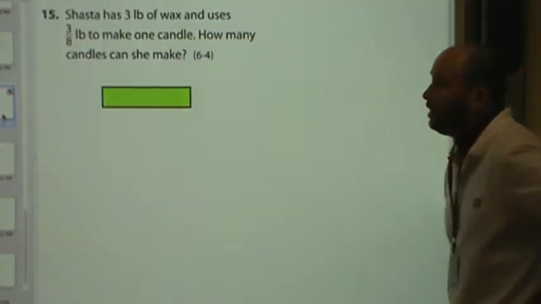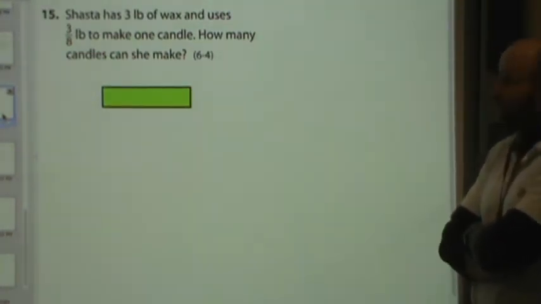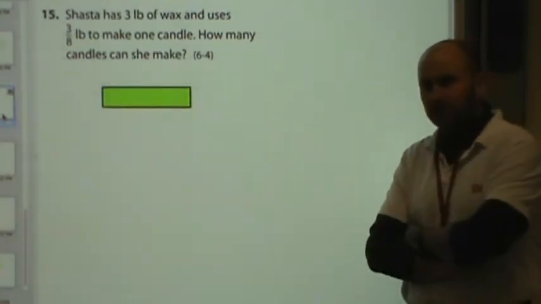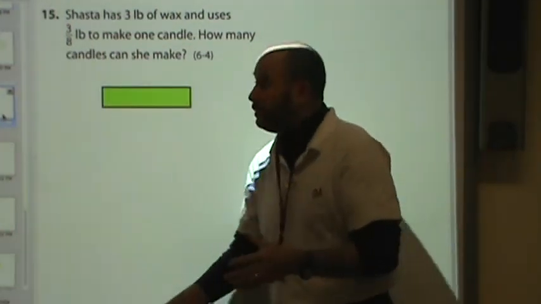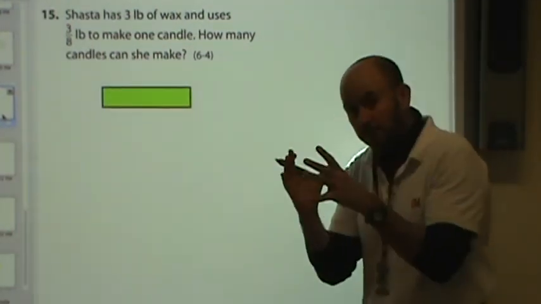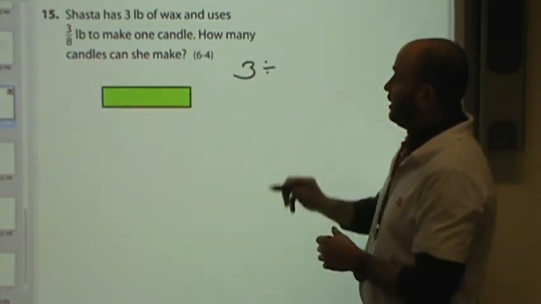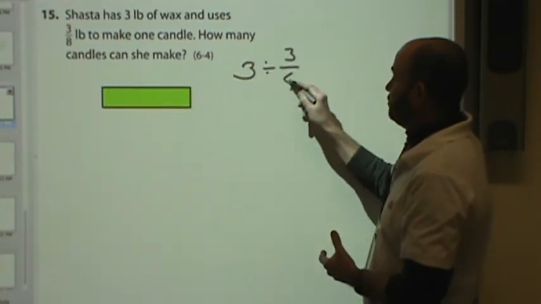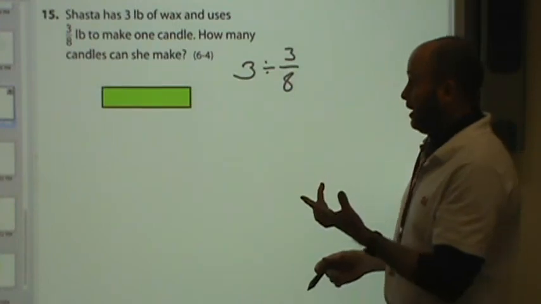Problem 15. Shasta has 3 pounds of wax and uses 3/8 of a pound to make 1 candle. How many candles can she make? Well, this is an exact amount. They don't want an estimate. So we're going to take the 3 pounds of wax and divide it by the amount for each candle, which is 3/8. And that will tell us how many candles we can actually make.